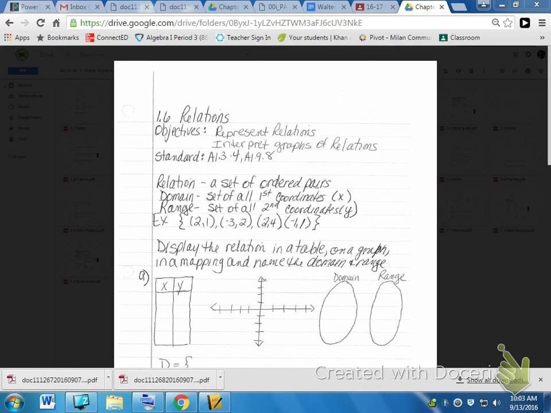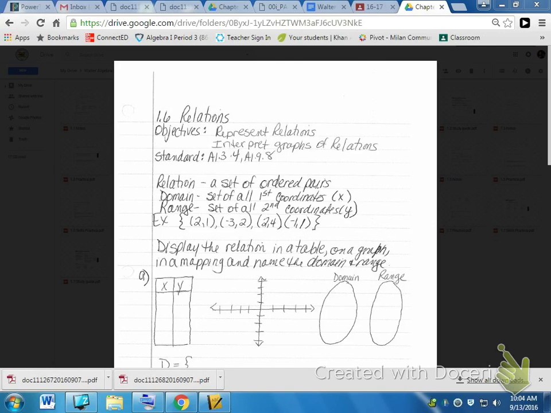Lesson 1-6 is relations, and the objectives in this lesson are to represent relations and interpret graphs of relations. The Algebra 1 standards involved with this lesson are A1.3.4 and A1.9.8. So let's look at some definitions to begin with.